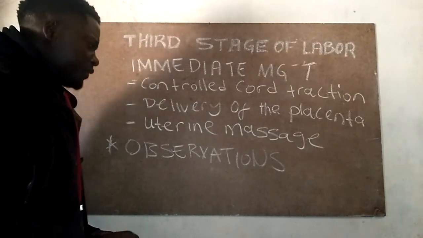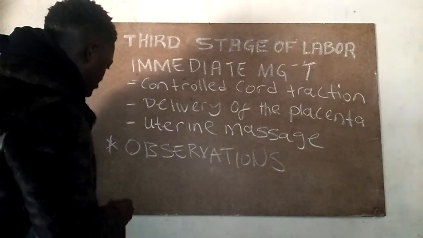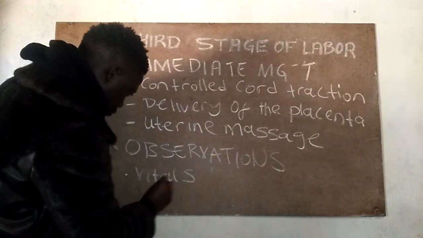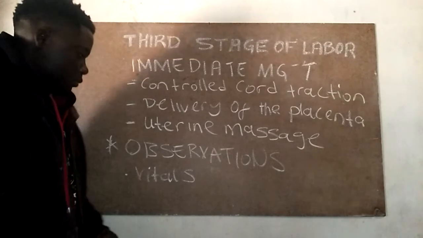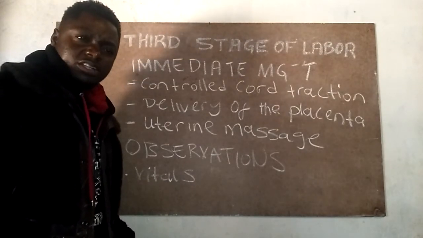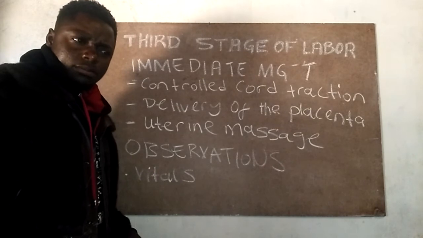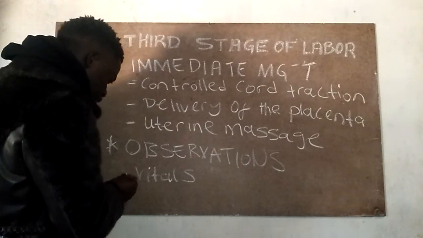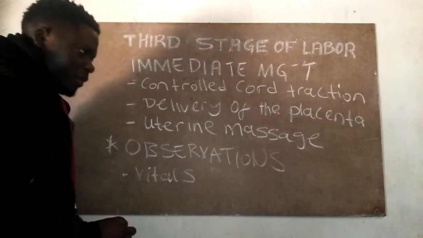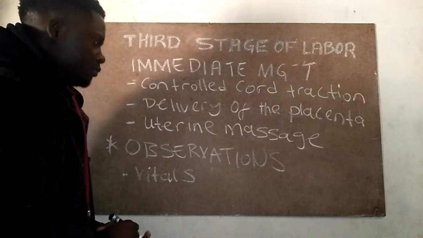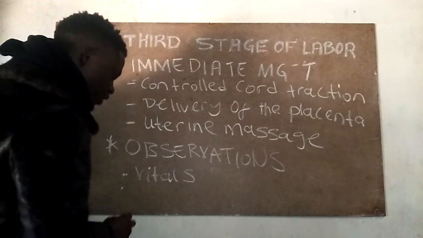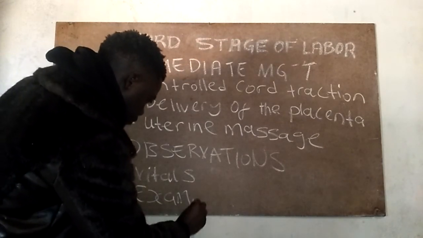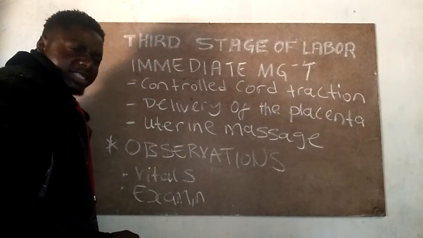What do we do on our observations? Well, we do our vitals. We do our pulse rate, respirations, and blood pressure. We measure that. And we observe our placenta, because you can also put examination of the placenta or assessment of the placenta.